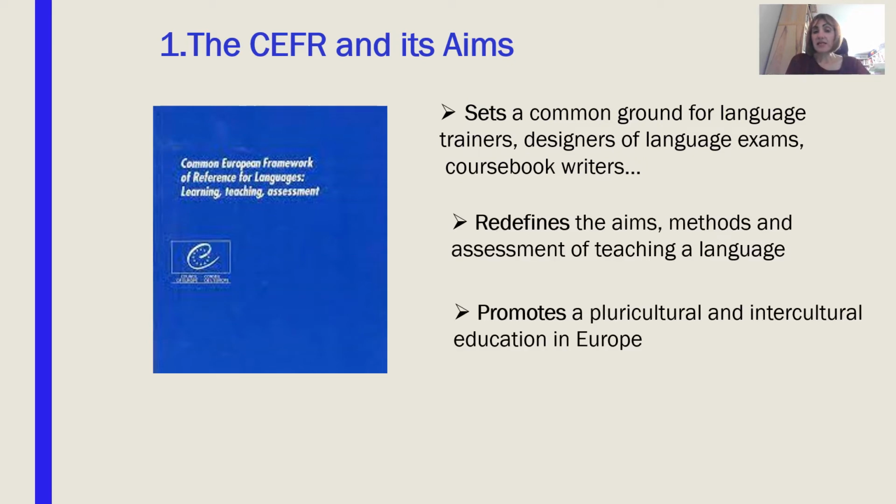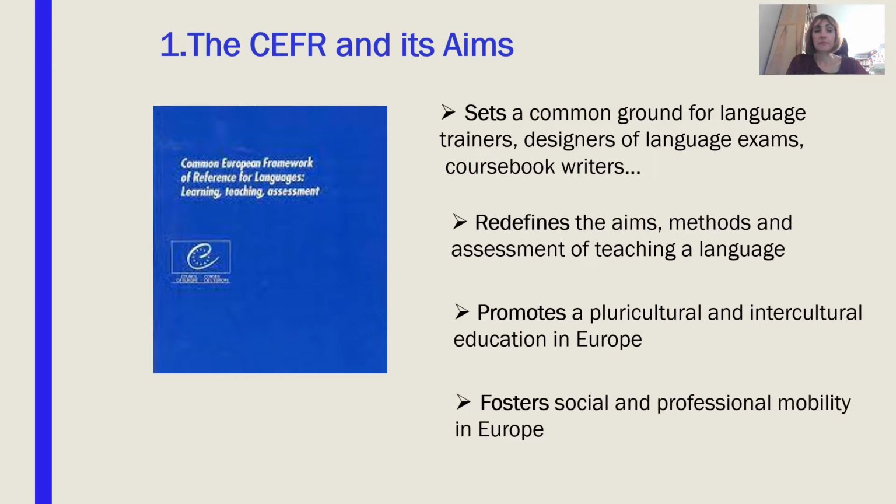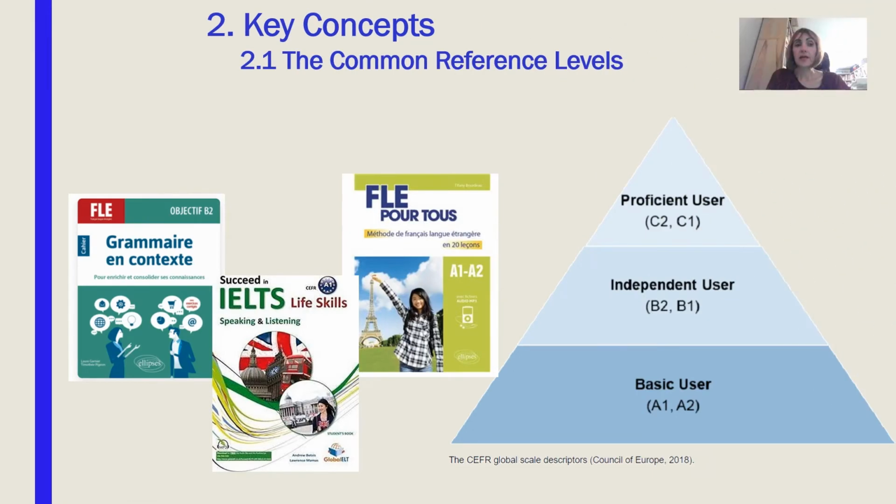That's why we say that the CEFR has a vocational, a professional goal, because the ultimate goal is to promote European mobility of European citizens. So, the CEFR has brought different interesting concepts in the field of teaching and assessing languages in Europe. It has defined the level of language proficiency from A1, basic user, to B1, B2, independent user, up to proficient user, C1, C2.